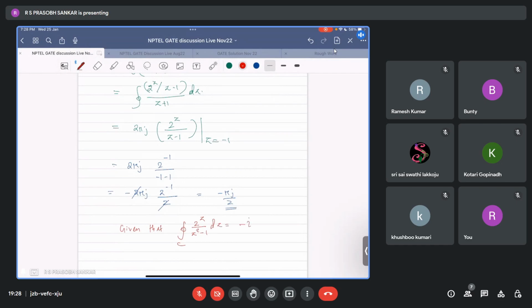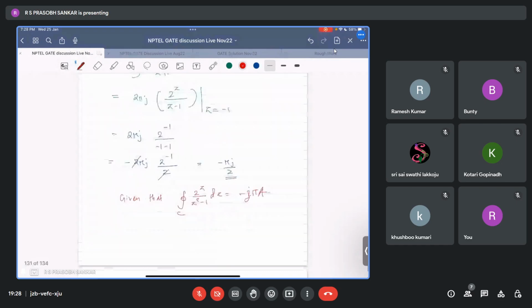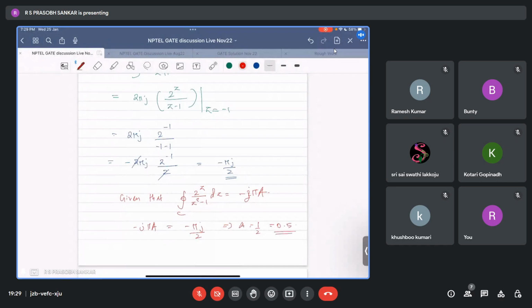So now comparing these two, minus j pi a equals minus j pi by 2, or a is half, 0.5. So the value of a is 0.5. Is that okay?